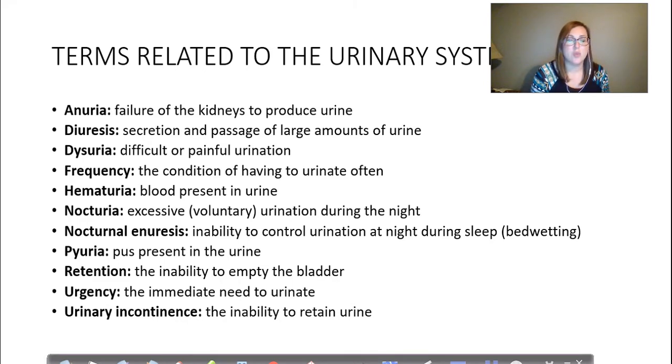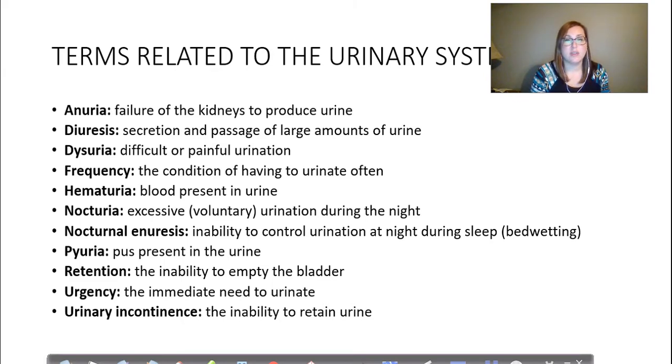Dysuria, that's difficult or painful urination. We often see that with a urinary tract infection. Frequency is the condition of having to urinate often. That can also be a symptom of a UTI. Hematuria is when blood is present in the urine.